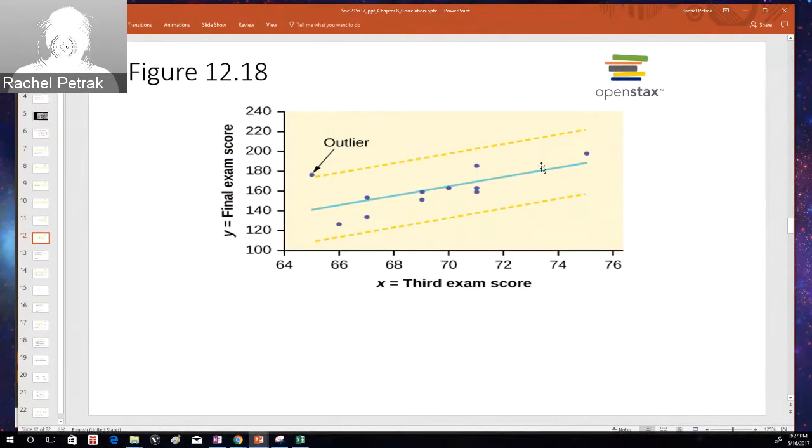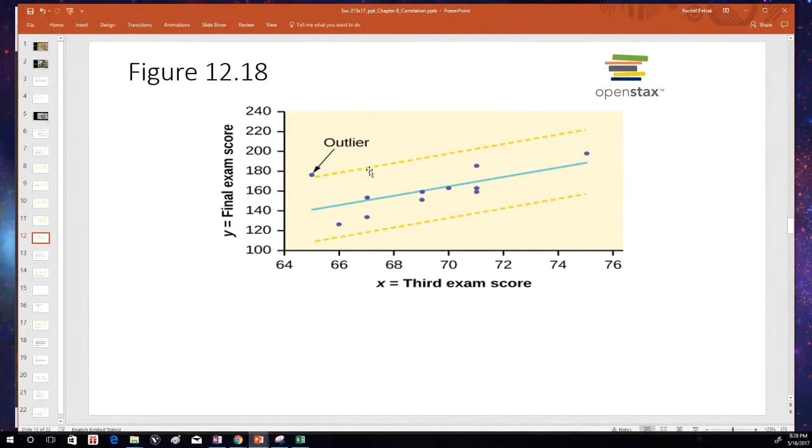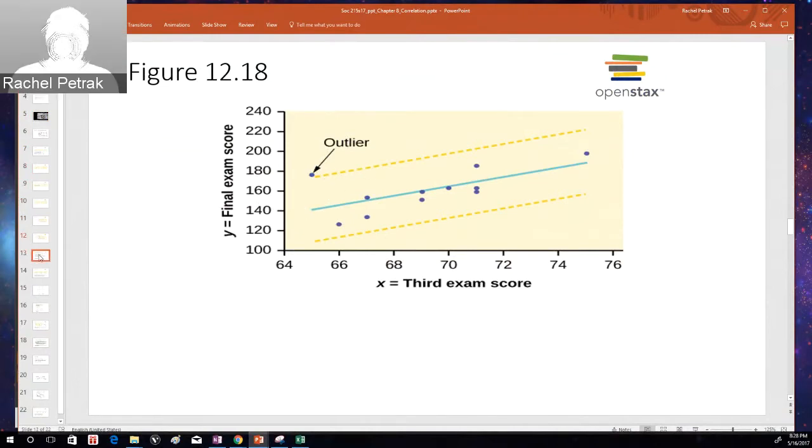I can see the line plotted. And then these yellow bars tell us our margin of error around the line. And this outlier is outside of even our error term.